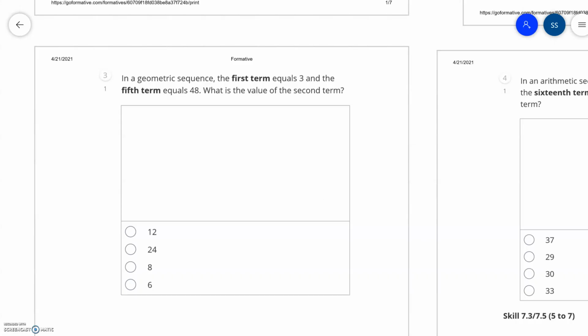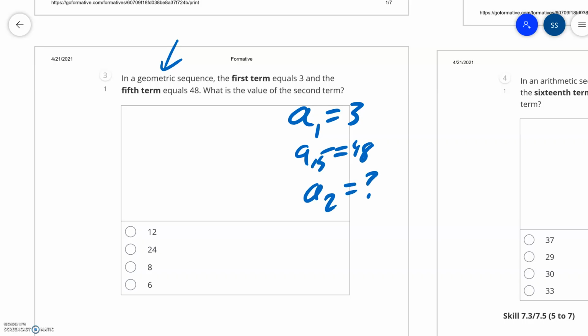All right, moving on to number 3. Given the information, they've told me it's a geometric sequence. The first term is equal to 3, so I'm just writing that down. The first term is 3. The 15th term is 48. They want to know what is the value of the second term. Well, I don't know what I'm multiplying by, so that's what I have to figure out.